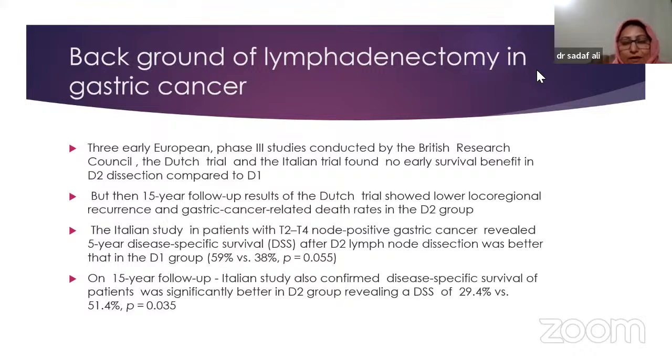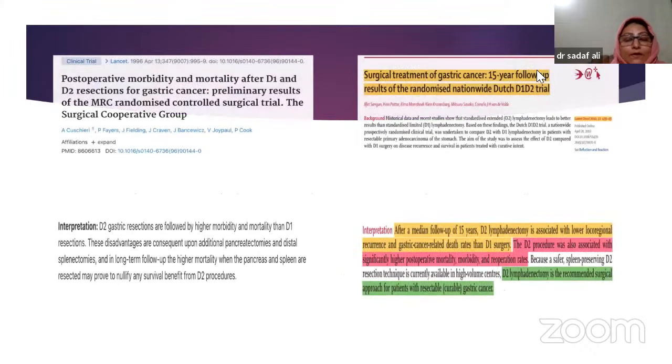The Italian trial showed benefits both at 5 years as well as 15 years. The D1 group had at 5 years 59% survival versus 38%, and on subsequent follow-up, the disease-specific survival and the mortality related to gastric cancer were significantly lower in the D2 group when compared to D1.